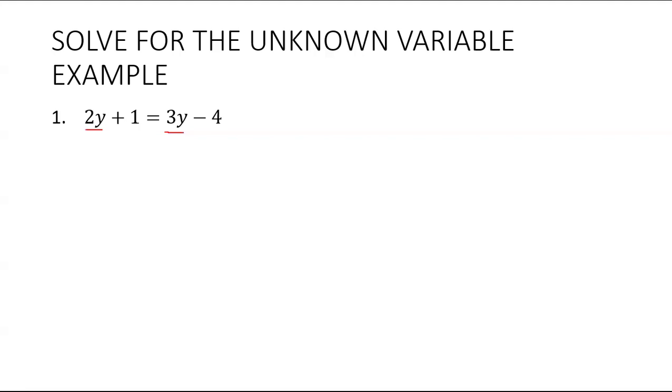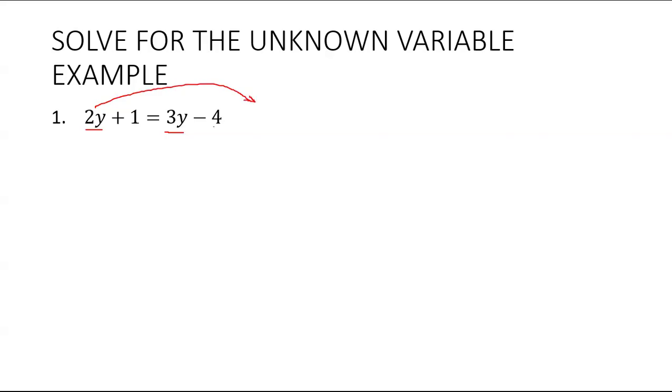But how do we decide which variable or term that has a variable needs to move? You look at the coefficient of the variable and you take the smaller coefficient to the bigger coefficient. So the 2 must be the one that goes to the 3 because 3 is bigger than 2. So I will transpose this 2y to the right-hand side because the coefficient 2 is smaller than the coefficient 3.